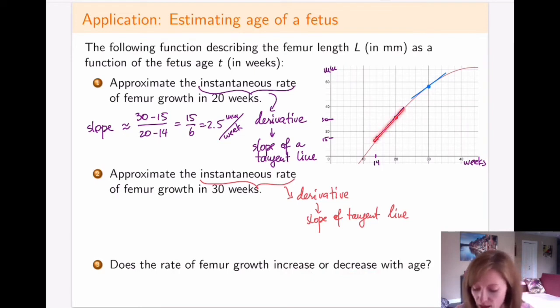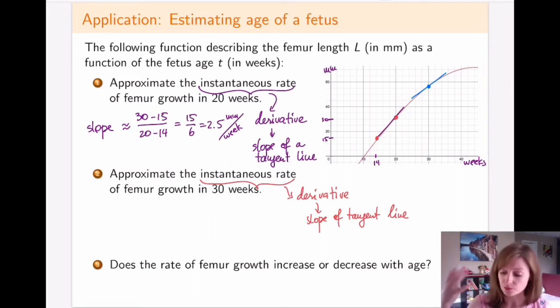So it's asking, what is happening? Does it, as the pregnancy goes on, does the femur length grow faster or slower than in the beginning? Now, the rate of change is the derivative, and the derivative is the slope of a tangent line. So it's essentially asking, are the tangent lines getting steeper or shallower?